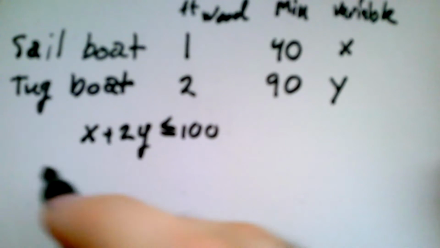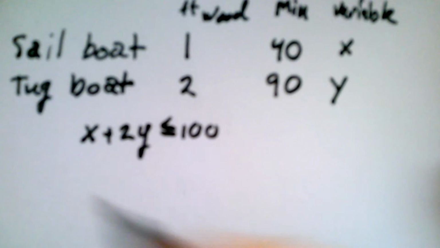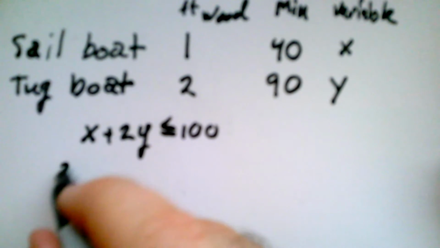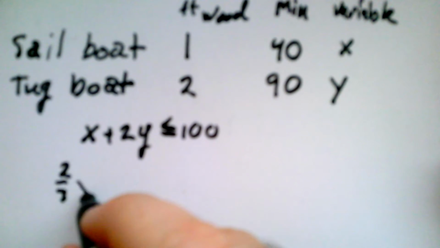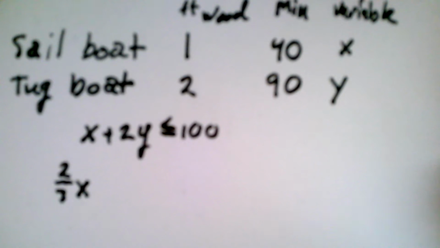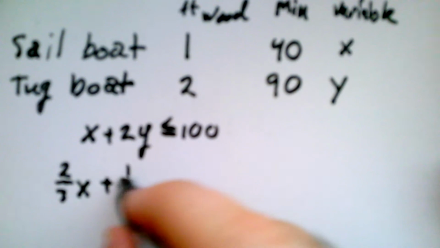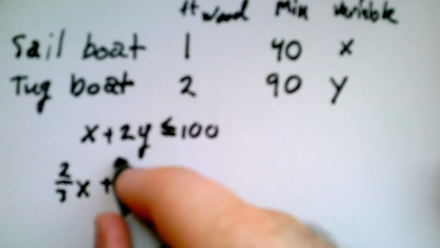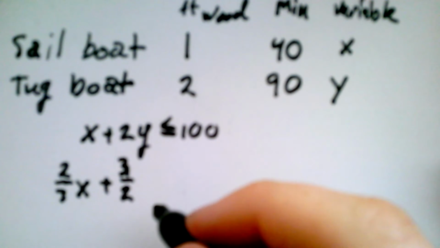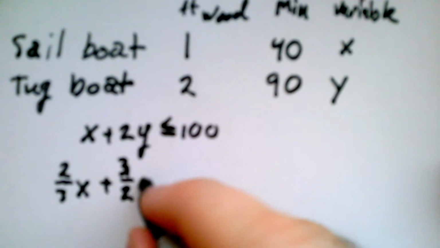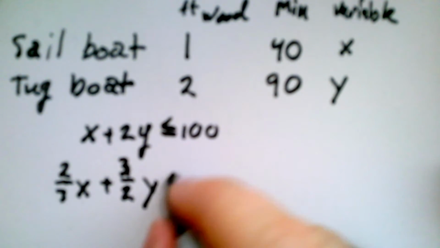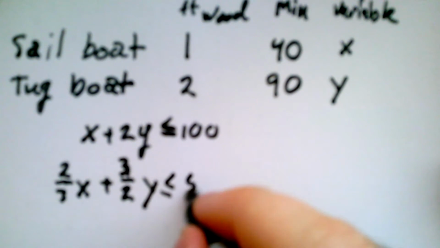And then the other constraint is time. So 40 minutes of labor, and they have at most 50 hours of work. So 40 minutes of labor is 2/3 of an hour per sailboat plus 3/2 of an hour, 90 minutes, per tugboat. So this has to be less than or equal to 50 hours of labor.